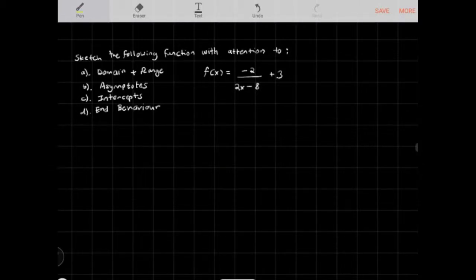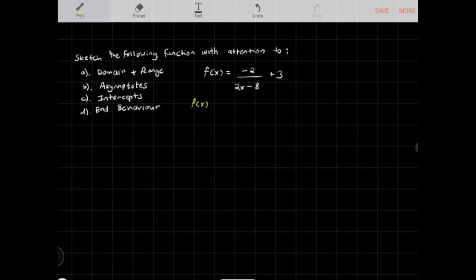Alright, let's sketch the following function with attention to domain, range, asymptotes, intercepts, and end behavior. So here's our function. This is a reciprocal, a linear reciprocal function. f(x) = -2 over (2x - 8), plus 3. What you can do here is simplify it.